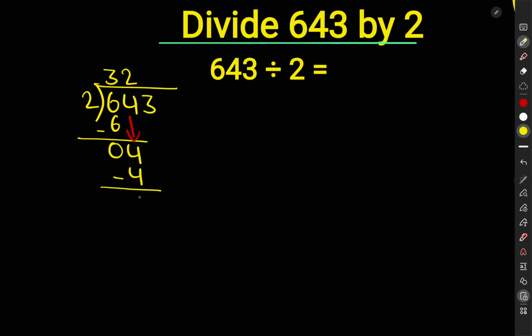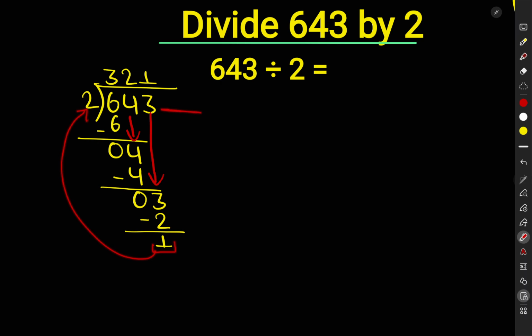On subtracting we get 0. So again we put down this 3 and 2 times 1 is 2. On subtracting we get 1. So now this 1 is less than 2 and there is no other number to put it down. So we take here decimal so that we put 0.